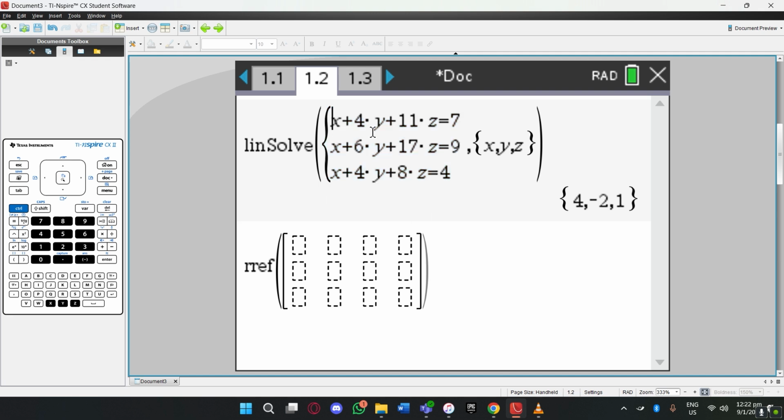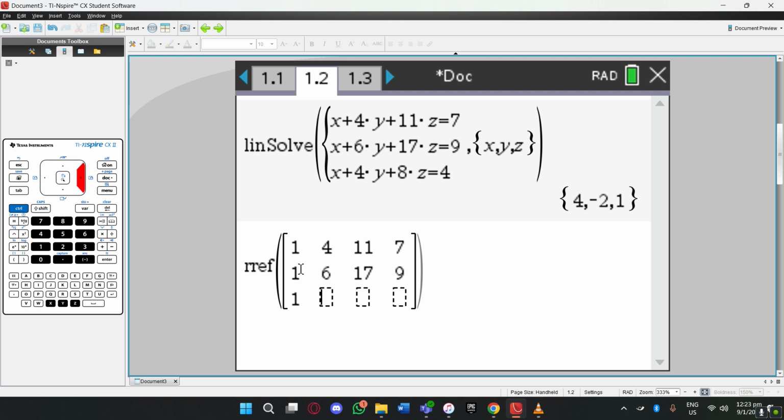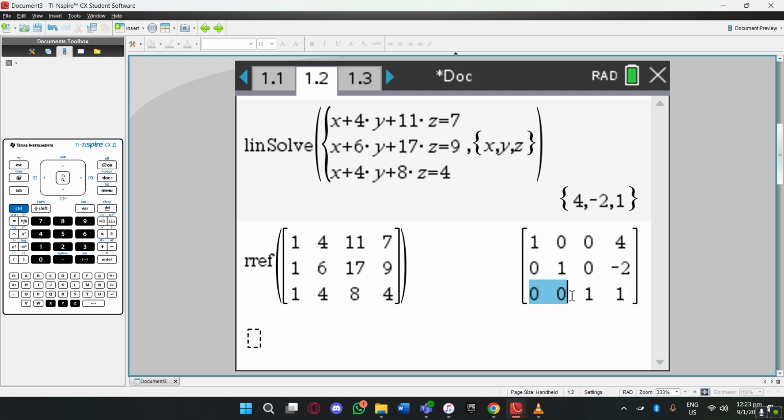So remember what we're doing is keying in all the coefficients of x, y, and z. So we have 1, 4, and 11. And then we have this constant term over here, 7, which we'll key in here. So we have 1, 6, 17, 9, 1, 4, 8, 4. And we can press enter. And if you look at our bottom row, this is the form when we have one unique solution. So showing this means that we are able to show that we have one unique solution.